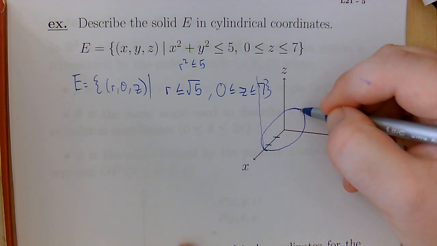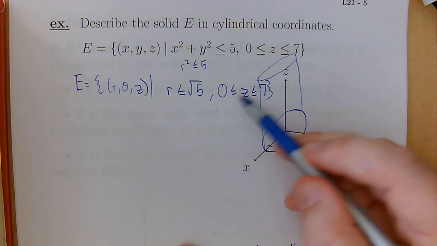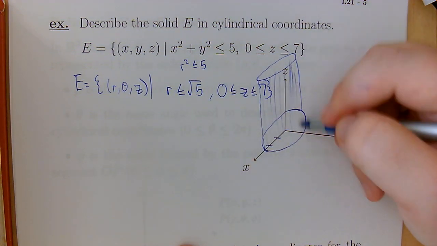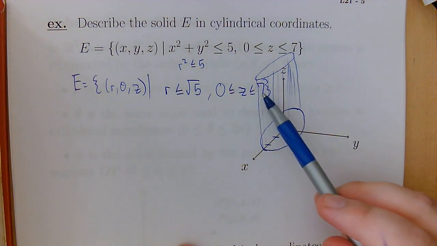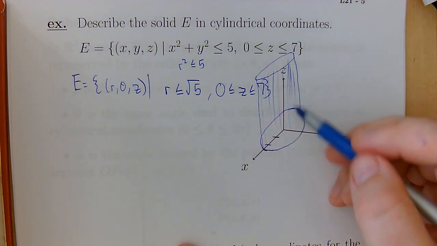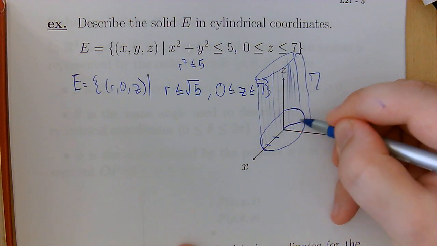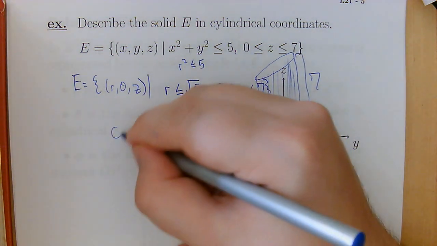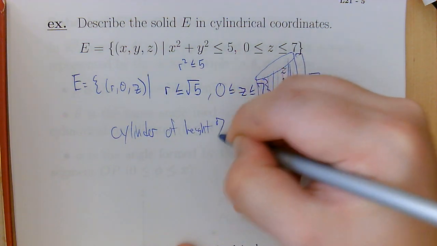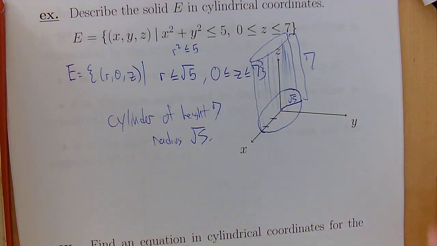So let's say maybe this here is a height 7. And since these are inequalities, we have less than or equal to, this whole thing would actually be filled in. And we would just have a cylinder of radius root 5 and a height of 7. Now, I'm sorry, my drawing isn't the best, but I'm attempting to draw a cylinder of height 7 and radius root 5. So that's what this shape is going to be.